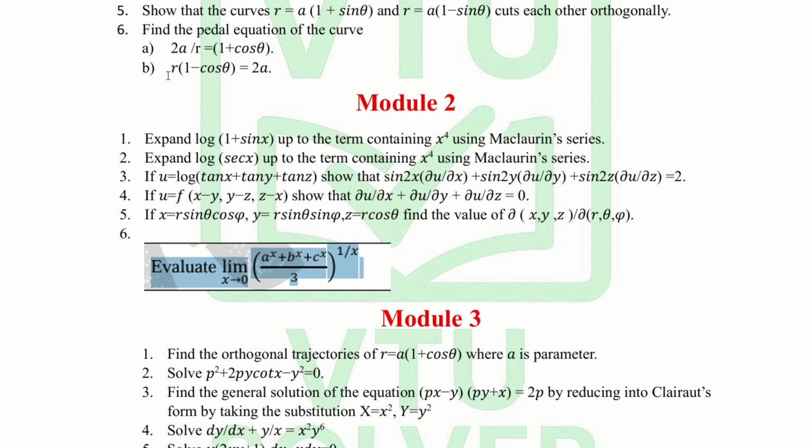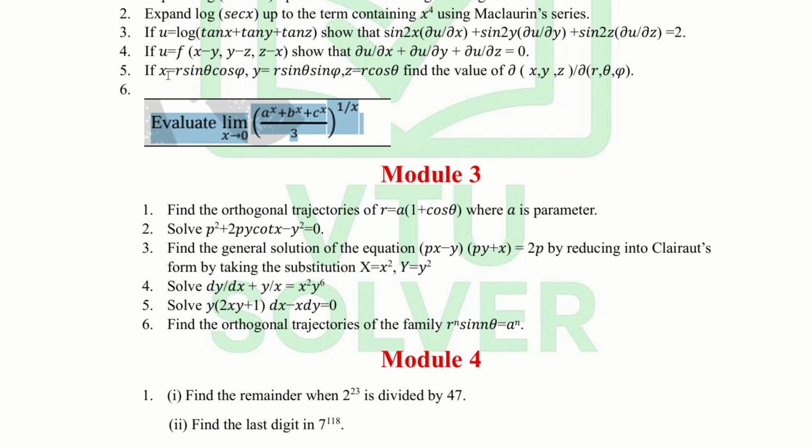And the fourth question is: if u is equal to f of (x minus y, y minus z, z minus x), show that dou u by dou x plus dou u by dou y plus dou u by dou z is equal to 0. And the fifth question is: if x is equal to r sin theta cos phi, y is equal to r sin theta sin phi, and z is equal to r cos theta, find the value of dou (x, y, z) divided by dou (r, theta, phi). And the last question is: evaluate limit x tends to 0 of ((a power x plus b power x plus c power x) divided by 3) whole power 1 by x.